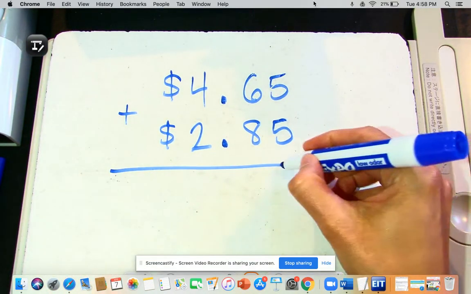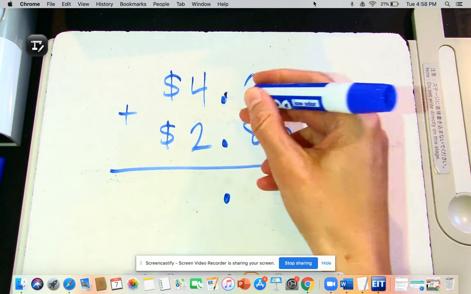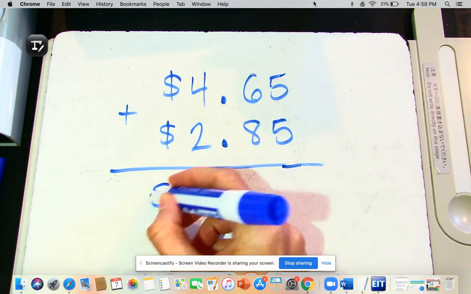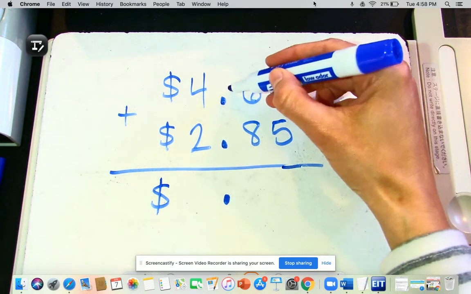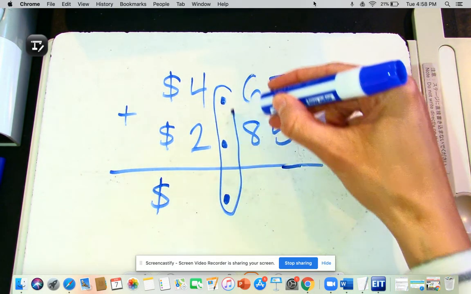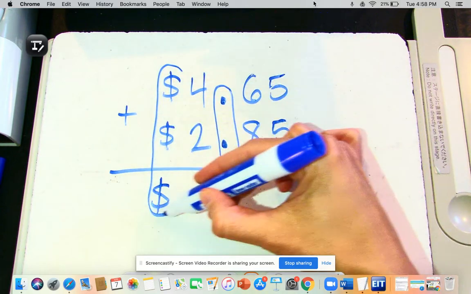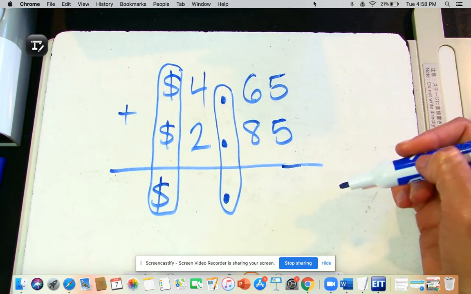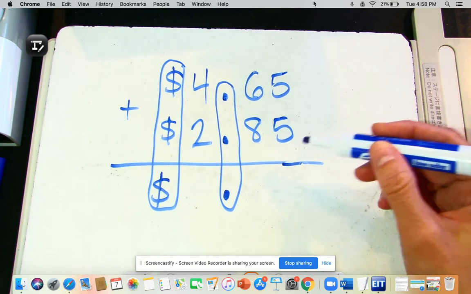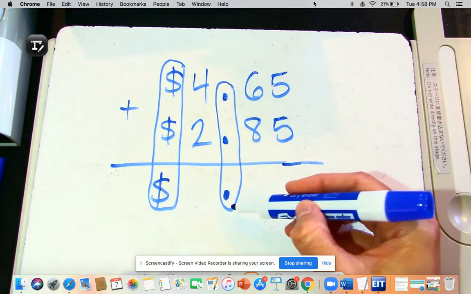what I like to do is put my decimal points here and my dollar signs. And that way, when I'm all finished, I don't have to fix anything. I've just got it all set up. You could even circle your decimal points, circle your dollar signs so they're all ready and all there and you don't forget them. It's really important to label our math problems.